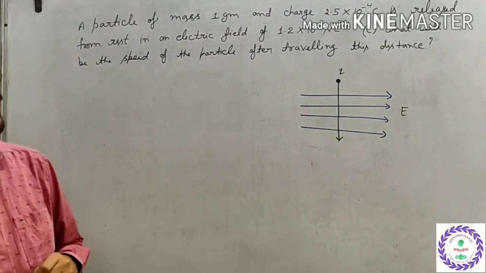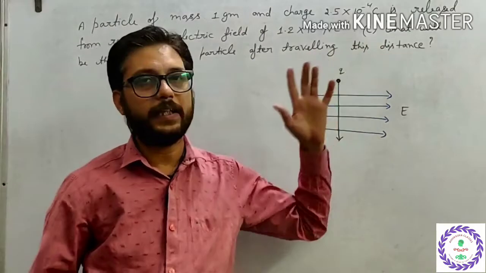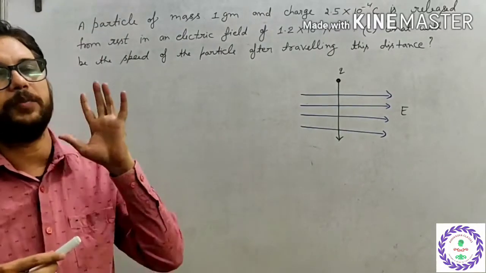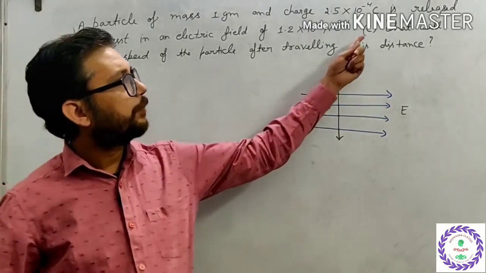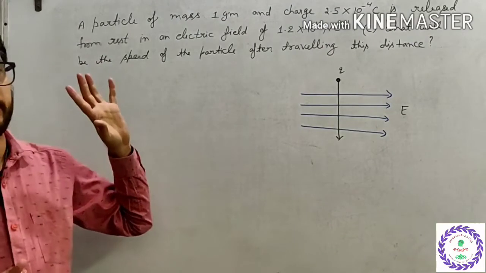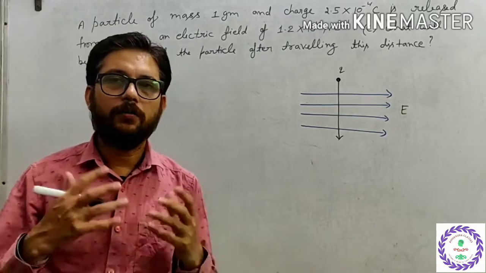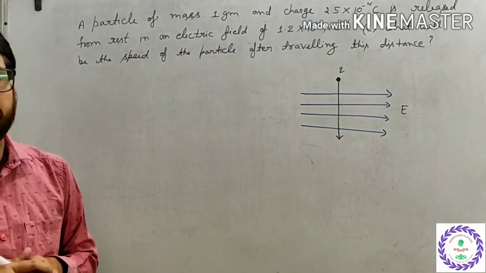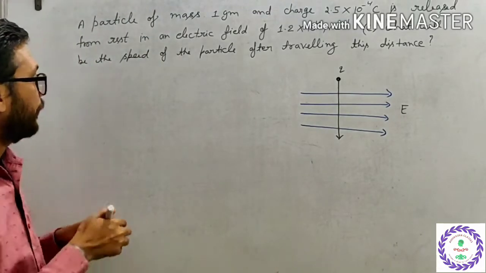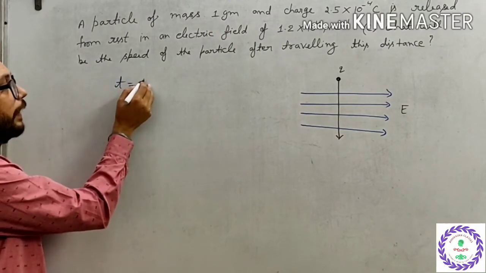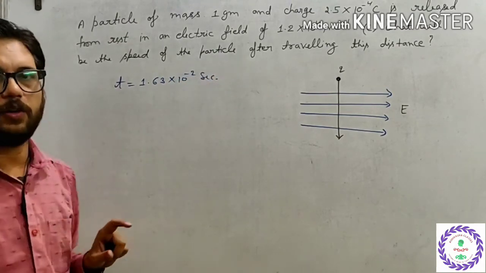In the third part, we have to find the speed of the particle after traveling this distance, and this distance is 40 centimeter, as we have earlier solved in part 2. So in part C we have to find the final speed after traveling the distance. So how can we find the speed? Because we know the time. And what is the time? Time, as I have calculated here, is 1.63 × 10^-2 second from part second.